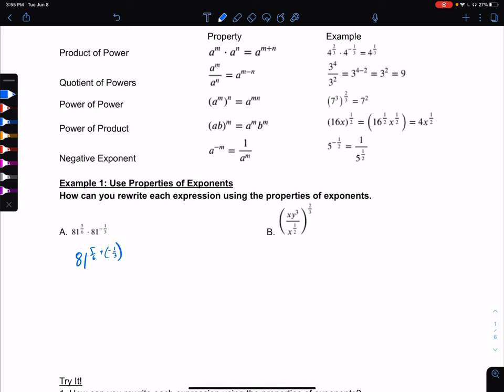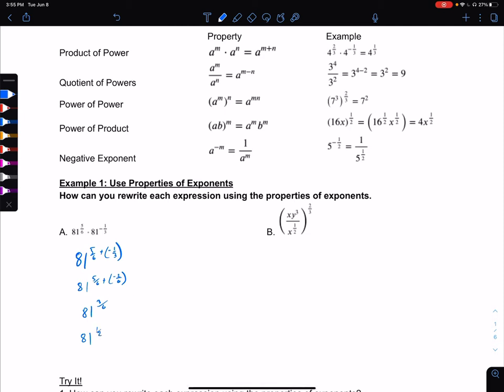And now we need to add these fractions, so we need a common denominator. So this would be 81 to the 5/6 plus, let's say, negative 2/6. And then we can add those up. So 81, 5 plus negative 2, that would be 3. So this would be to the 3/6 power. 3/6 we can obviously reduce, so that would be 81 to the 1/2 power.